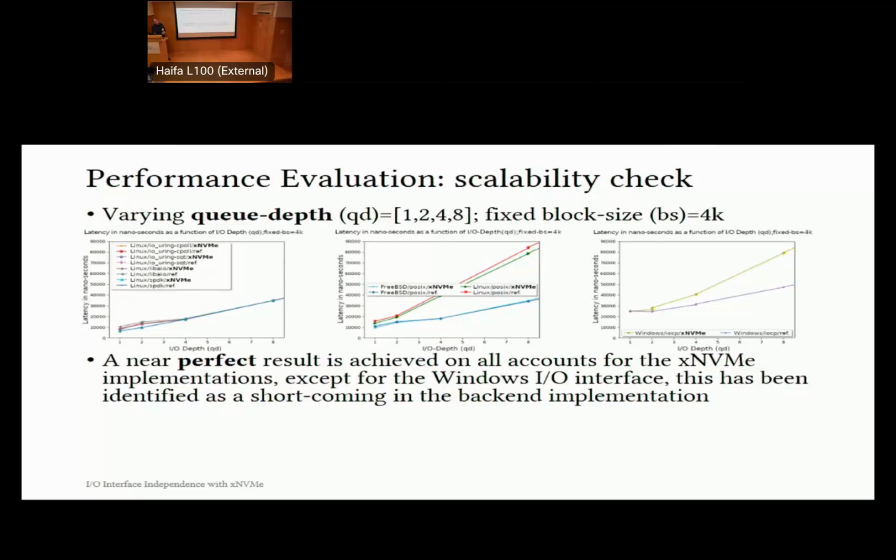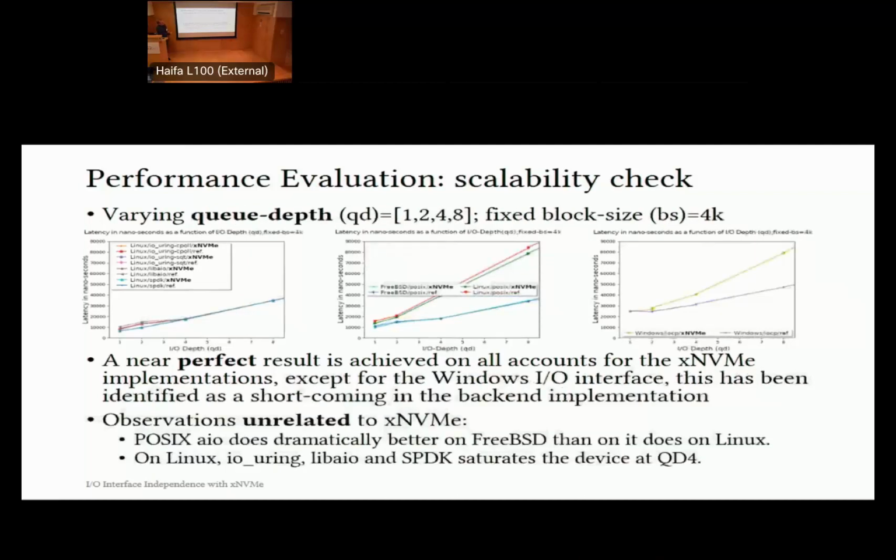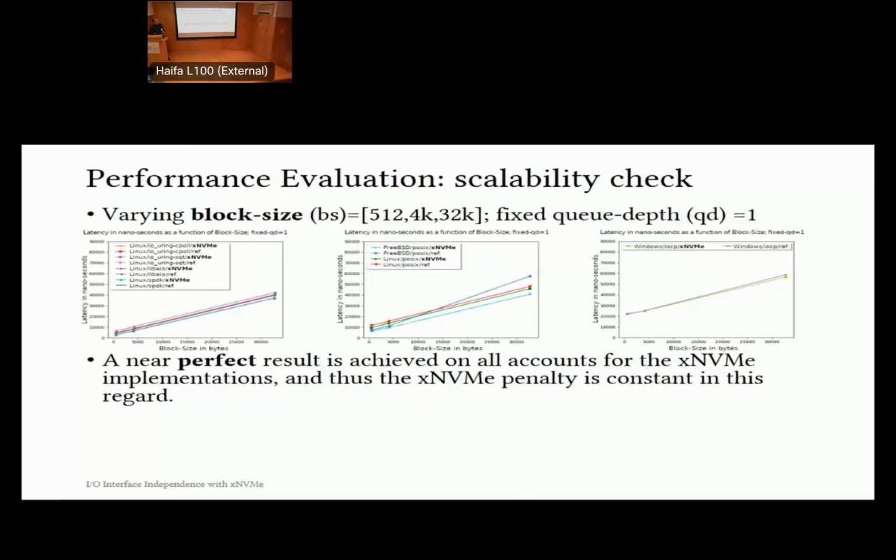Where it is sort of failing is in the Windows case, and we've identified that as an issue in the implementation that doesn't scale well, that hinders or increases our latency. So that's something to fix for future work. And when scaling the block size, it is actually near perfect results, so that's fine. We can basically just conclude that it doesn't degrade when we scale up. And the thing you see with the blue outlier here is that on FreeBSD, although the latency was better, it doesn't scale as well when you increase the block size.